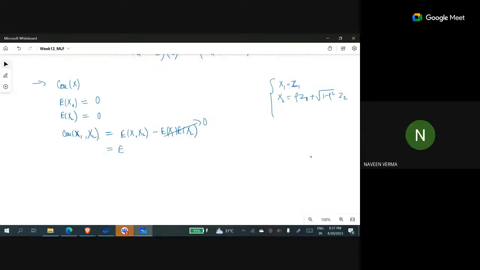How have you written the expected value of x1 and x2 to be 0? Because x1 is just z1, right? And z1 is standard normal (0, 1). So the expected value is 0.